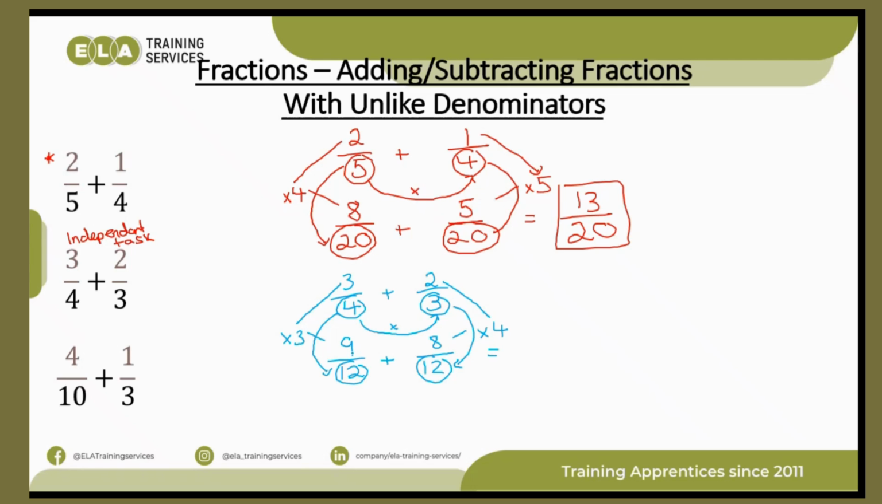So 9 add 8 is then going to leave us with 17 over 12, which is now known, as we said before, as our improper fraction. And we are now going to come on to those fractions, because in maths we don't really like improper fractions. I'm going to talk to you about why.